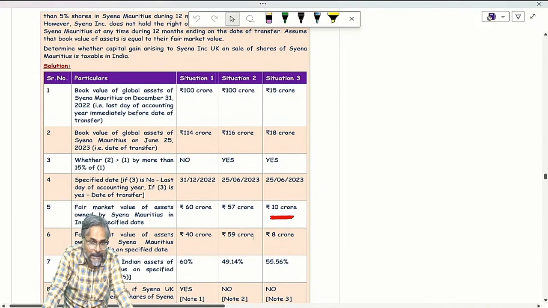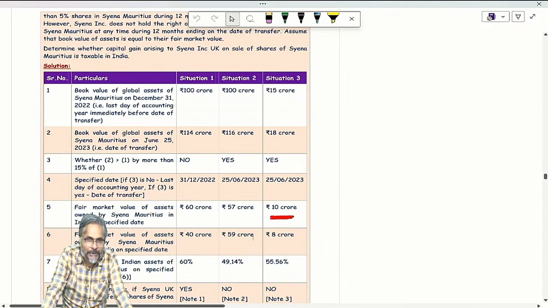And point number two is, the fair market value of the Indian asset should be more than or equal to, or let me say at least, 50% of the total fair market value of all the assets of that foreign company. And that exactly is the point. That is what we have discussed.